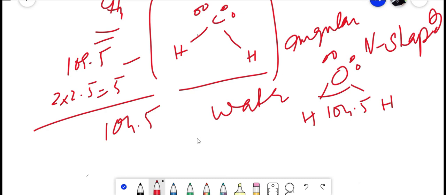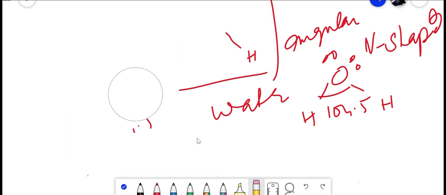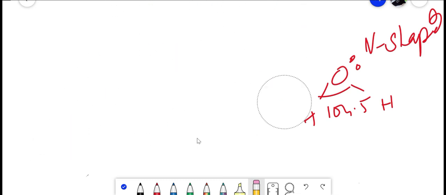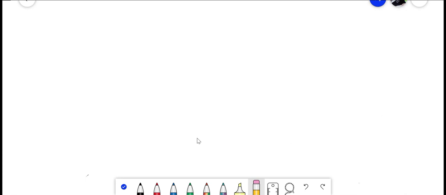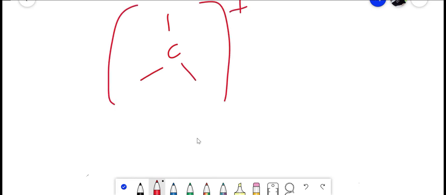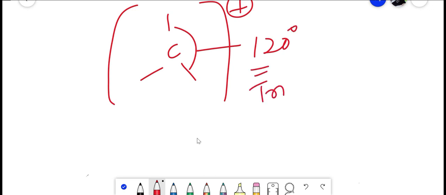Now, if the CH3+ is not having any lone pair and there are only 3 bonded pairs, C with an H, and a positive charge on it because the electron is lost, then the bond angle between these will be 120 degrees, and it will be trigonal planar.